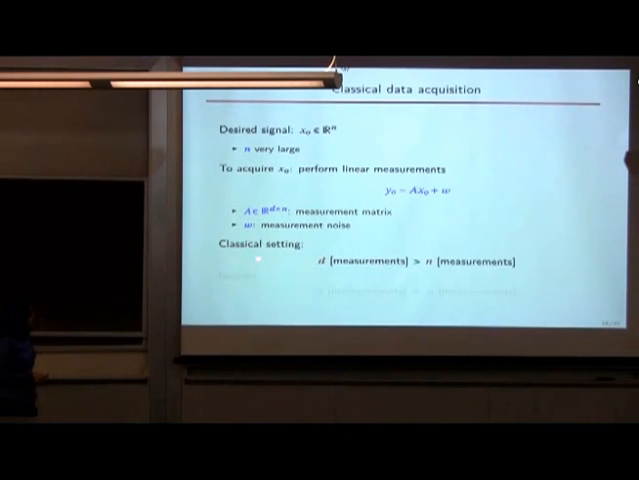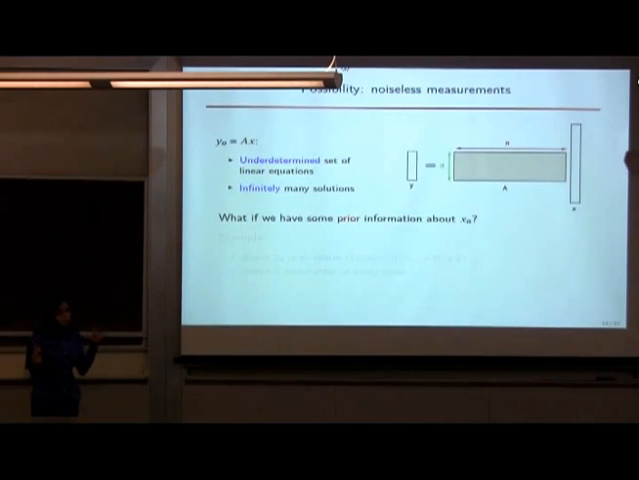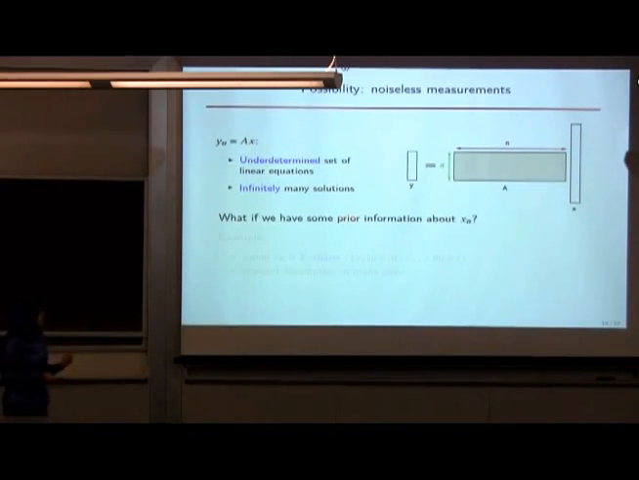Again, I mentioned the classical setting. We need the number of measurements to be larger than n. But what is desired is to make d much smaller than n. As soon as we reduce the number of measurements, we have a fat measurement matrix. d is smaller than n, so A looks like this, and the system of equations has infinitely many solutions. So it's not solvable. But the question is, what if we have some prior knowledge about this signal x?